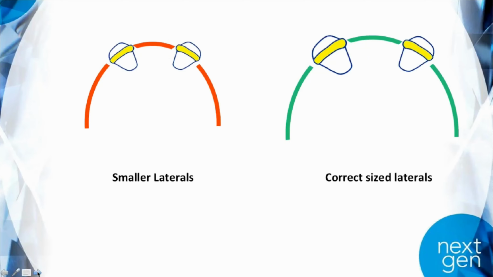There again, you have small laterals, you get a smaller arch. You get the normal size laterals, you get a correct size arch. And so then you're not collapsing the arch on account of squeezing the teeth around the laterals.